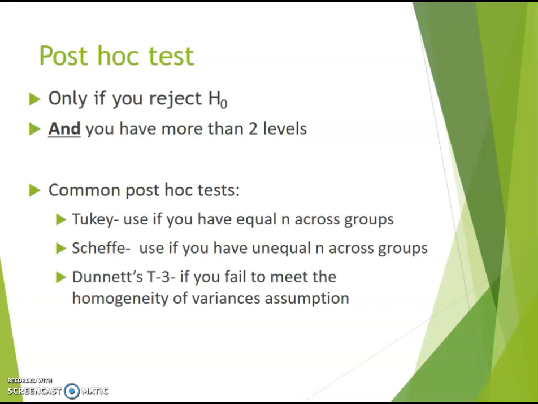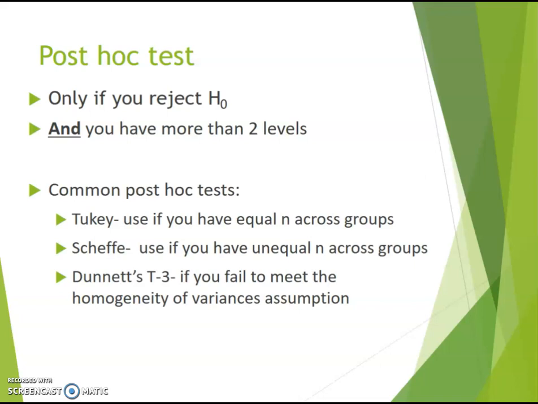Finally, another common one would be Dunnett's T3 test, and this is particularly useful if you tested the homogeneity of the variances assumption and you found that your variances were significantly different. This post hoc test helps to control for that issue. So those are just some of the post hoc tests you can use. We saw in the last video that there are a ton of options. So whichever one you want to use, you have to just choose one and stick with it.